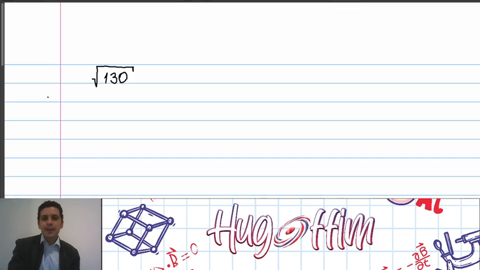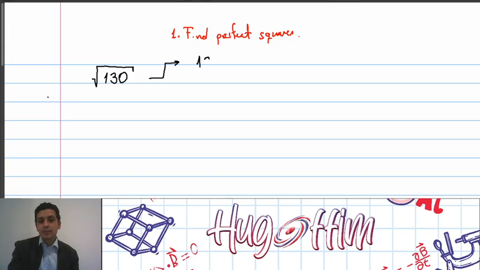So the first thing you can do is find out where the radicand is in terms of perfect squares. So find perfect squares close to the radicand. In this case, our radicand 130 is between 121 and 144. So it means that this radicand is between the square root of 121, that is 11, and the square root of 144, that is 12.